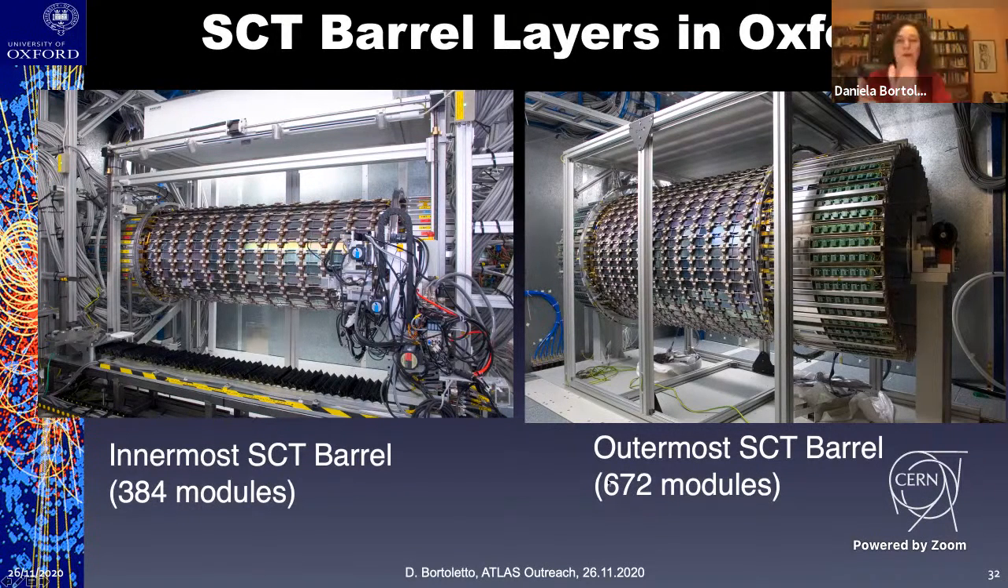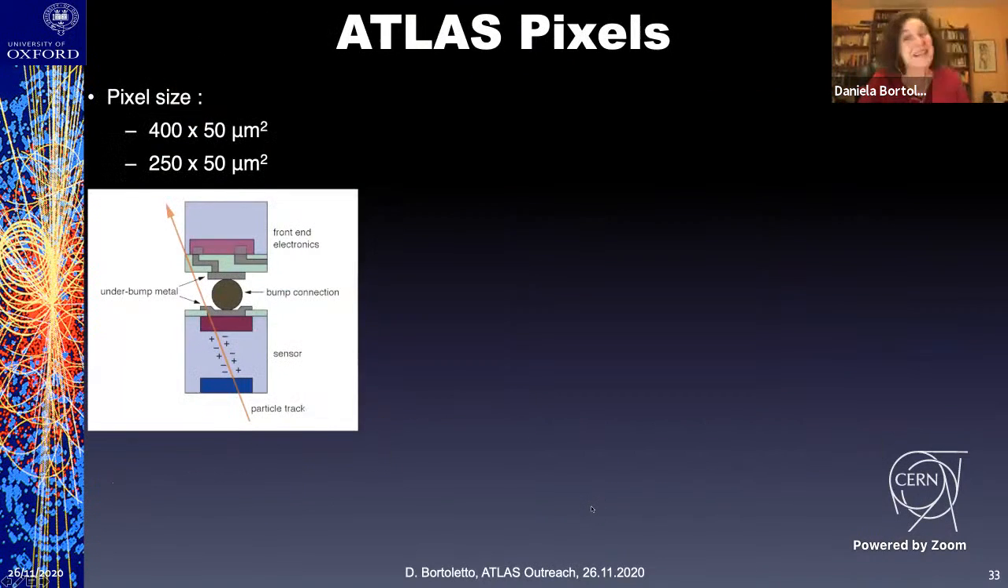Each of the modules is about the size of your hands, and you can see that you put them all together and you tile them in such a way that you don't leave any hole, you capture the particles. Then you have the pixel detector, and the pixel is going to have smaller size. So it has a size of about 400 times 50 micron square, and 250 micron times 50 microns, okay?